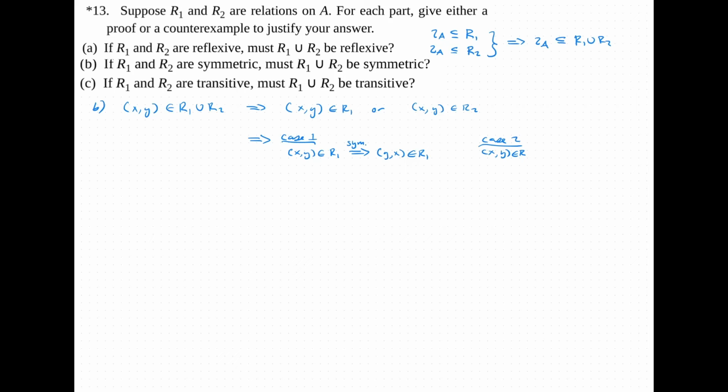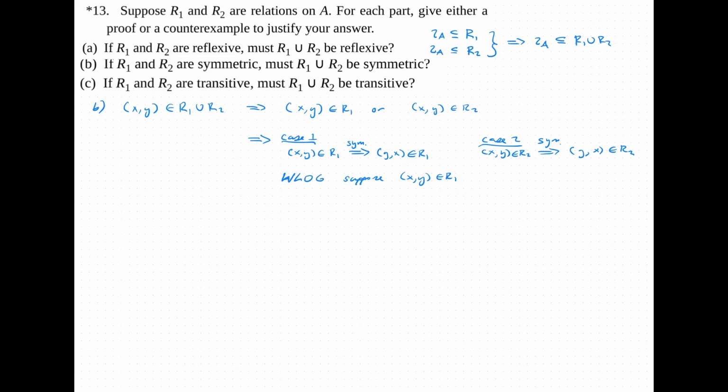In the write-up, we can go ahead and use the phrase without loss of generality, which we introduced in the last lesson. And we can simply now say, without loss of generality, suppose that x, y is in R1. And then we do the argument here. And now this has the benefit that we do not have to break it into cases.